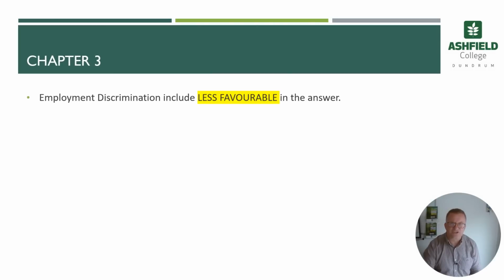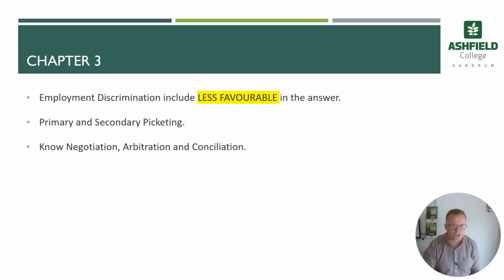Chapter 3 is all about legislation to do with employment. Employment discrimination must include the words less favourable treatment in the answer. That could come as a short question this year. It was up last year. Primary and secondary picketing hasn't been asked for quite a while. Make sure you know words like negotiation, arbitration, conciliation.